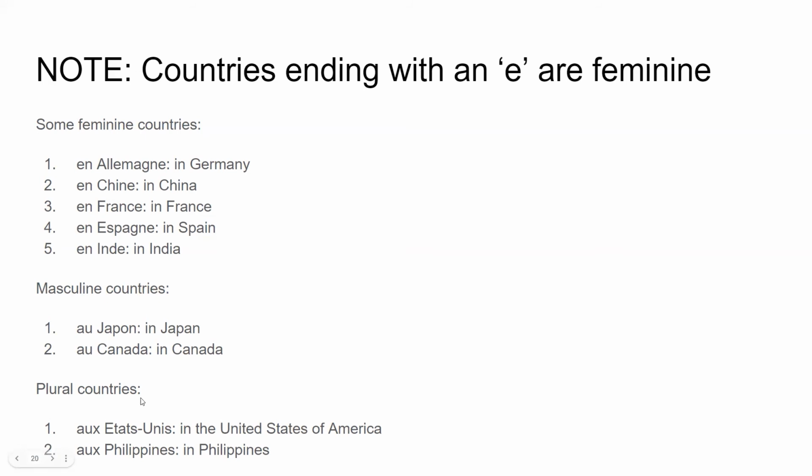Plural countries are preceded with aux. So aux États-Unis would be in the United States of America, and aux Philippines would be in Philippines.